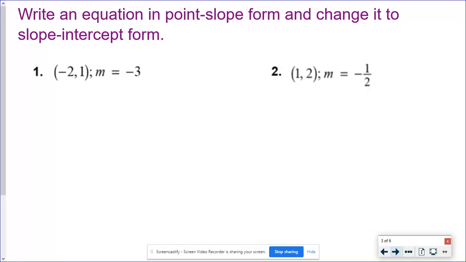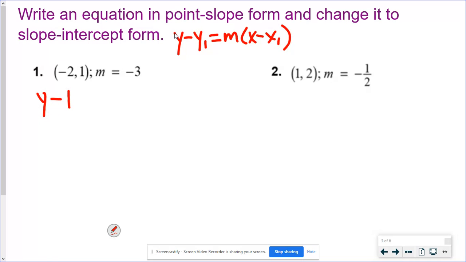So here I've got these problems. We are going to start by just writing them in point slope form. That's all we need to do at first. And again, point slope form, y minus the y number equals m times x minus the x number. So I'm going to have y minus my y number, which is 1, equals m, which is negative 3, times x minus the x number. We do a keep, change. Point slope form, done.